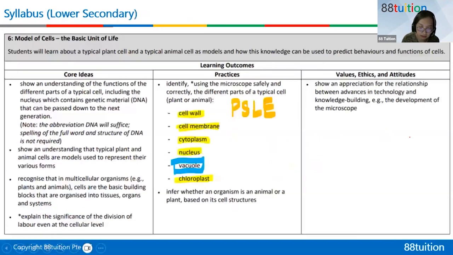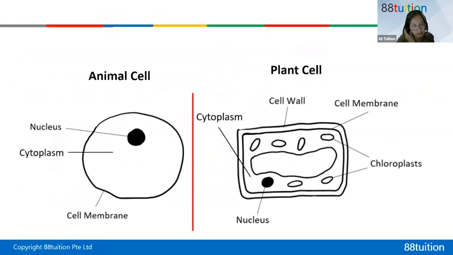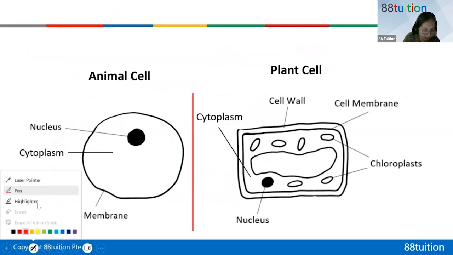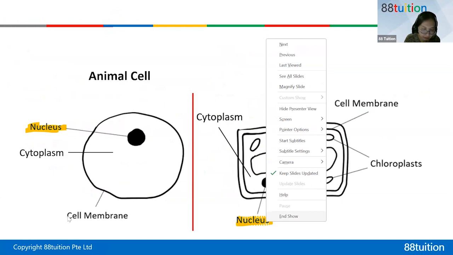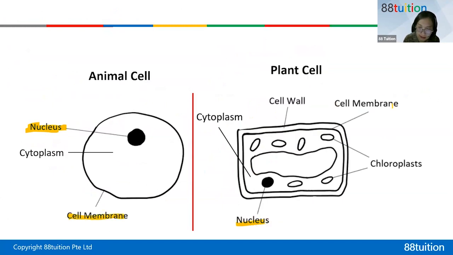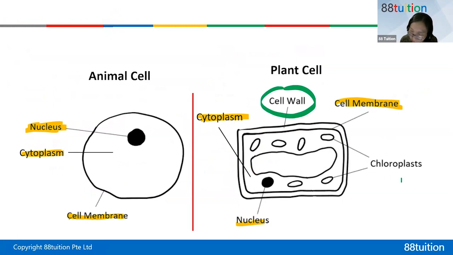Okay, so this is needed for lower set syllabus. You learn this. The rest you learn that in PSLE. Okay, but vacuole you learn it in lower set. All right, now we move on quickly. All these are very simple, so I'll go through very fast. Okay, so nucleus both have. All right, cell membrane, both animal cell and plant cell have. Cytoplasm, both of them have. All right, so the only thing that plant cell will have will be cell wall and chloroplast.